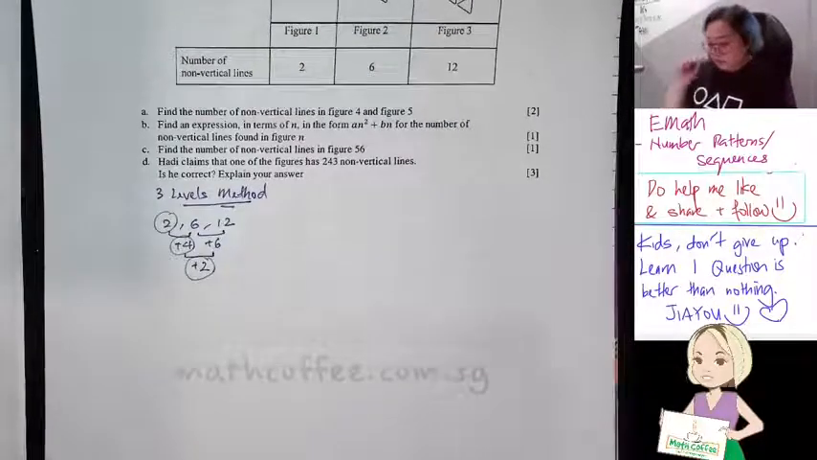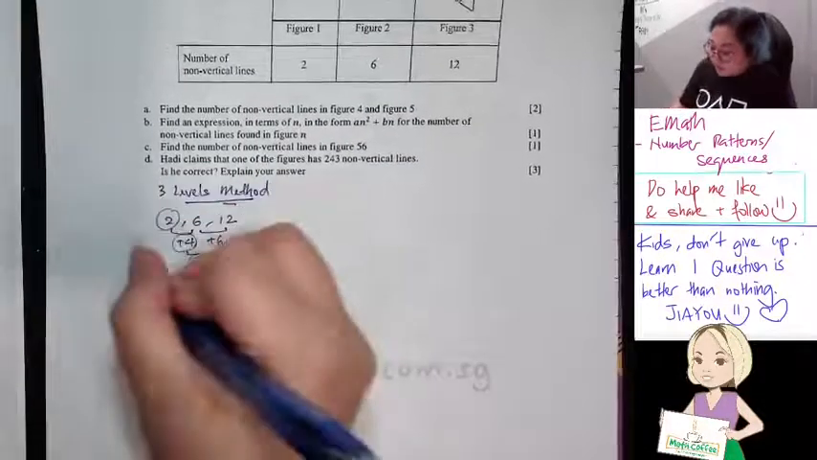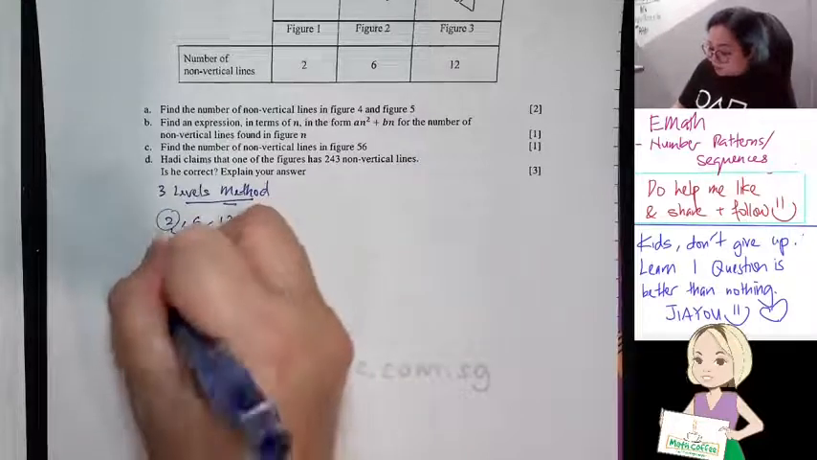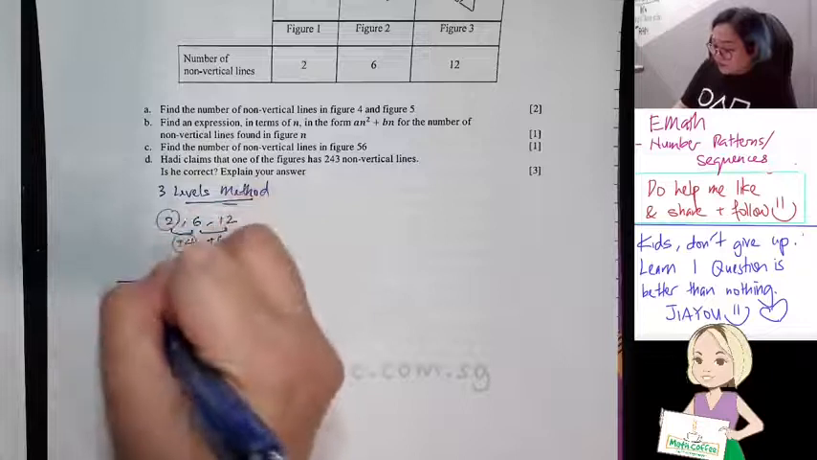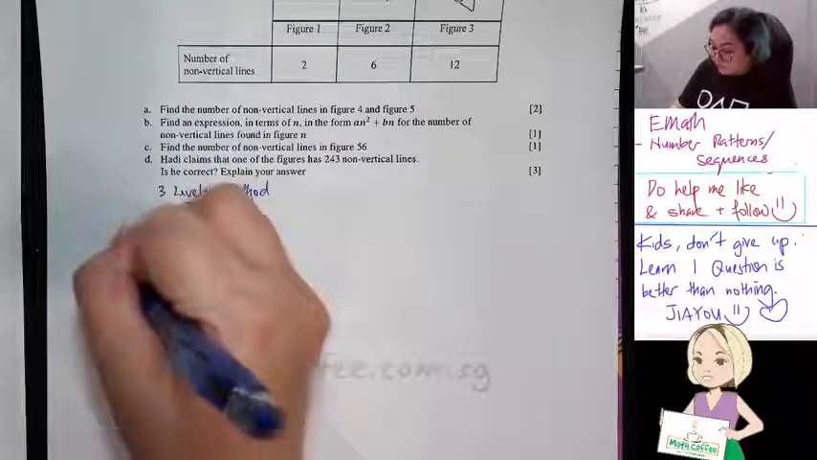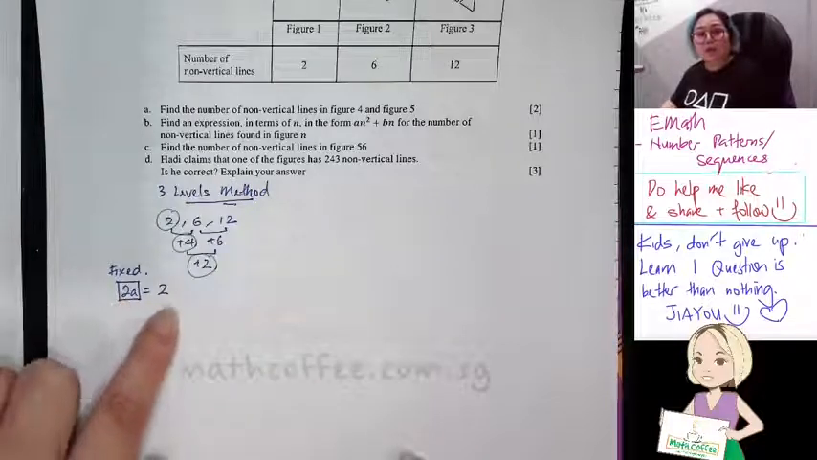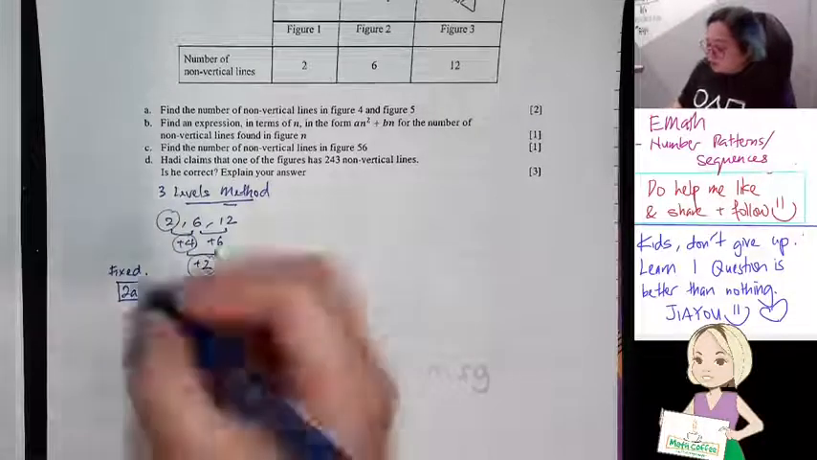Next, we're going to write out that 2a is equal to the third level, which is 2. So this 2a is fixed. Okay, 2a is fixed. 2a is equal to 2. This number will change according to C, depending on what is your third level. Okay, so then I know my a is equal to 1.